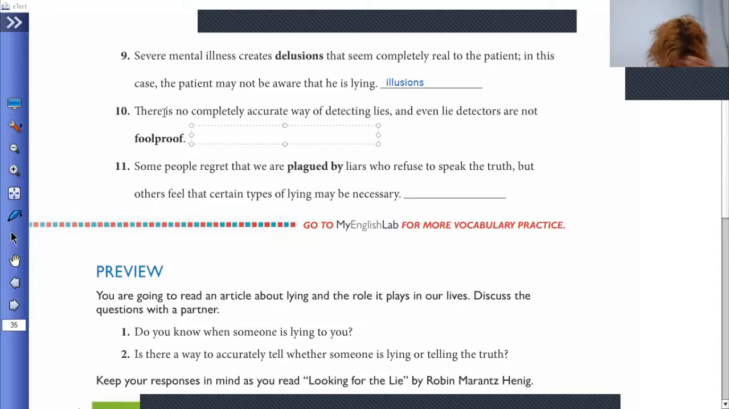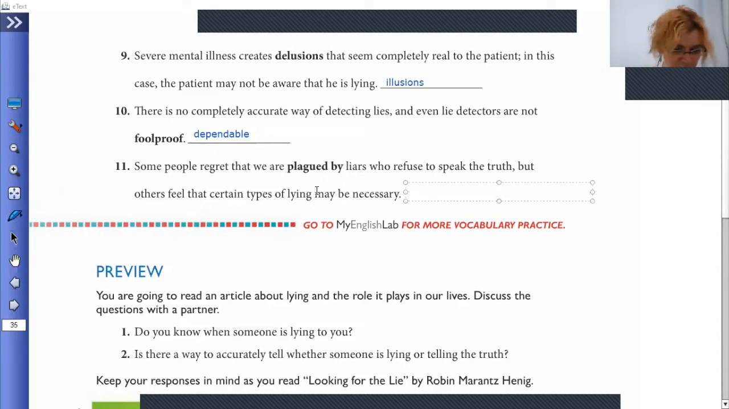There is no completely accurate way of detecting lies, and even lie detectors are not foolproof. What's foolproof? I'm not really familiar with this word. Maybe it's a proof? No, I don't know. Foolproof mostly we refer to as that it is really, really reliable or very certain. You can also say dependable. Thank you for trying. Yeah. Dependable, reliable, certain. It's something very certain.